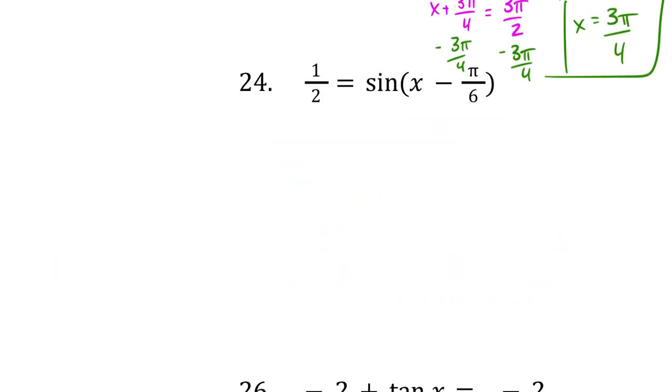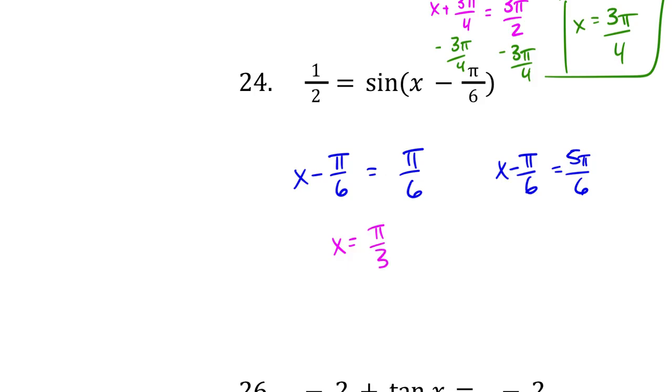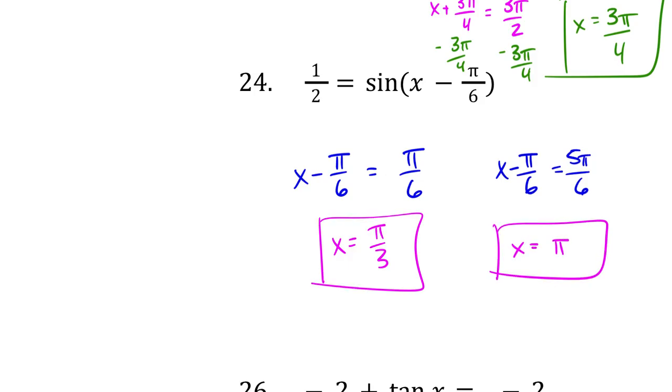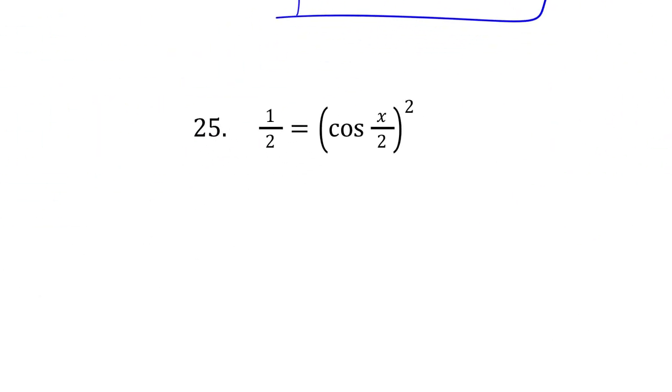Okay, next problem. Where on the unit circle is the sine 1/2? Well, that's happening at pi over 6. So x minus pi over 6 is equal to pi over 6, or x minus pi over 6 is 5 pi over 6. So add pi over 6 to both sides on both of these equations. It gives me x equals pi over 3 and x equals pi. Those are my two solutions. Okay, next one.